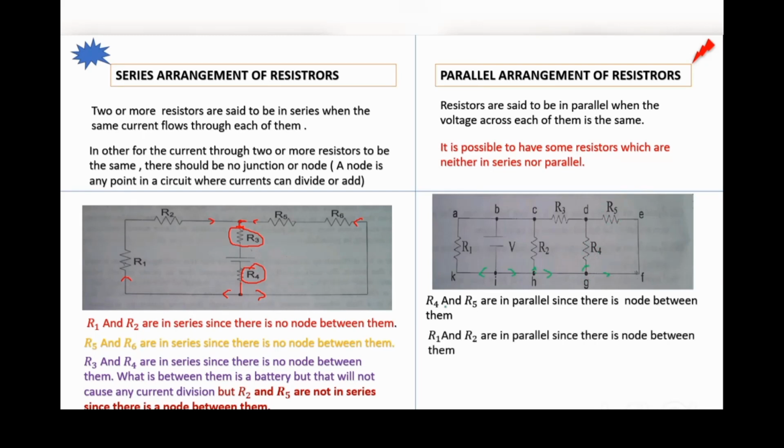Let's check another one. R1 and R2 also are in parallel. Let's check R1 and R2. This is moving here and this is moving here. So you can even notice that they have different current flowing through them.